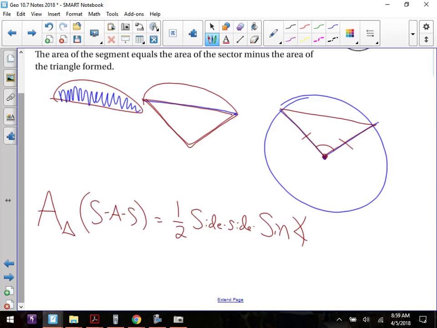Should write down that sine with the plug on your calculator. Trig function sine.